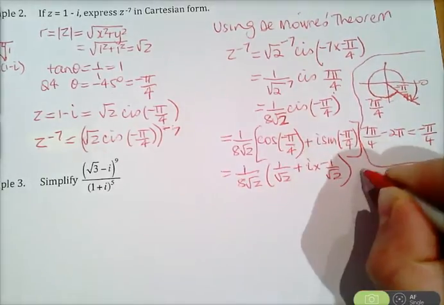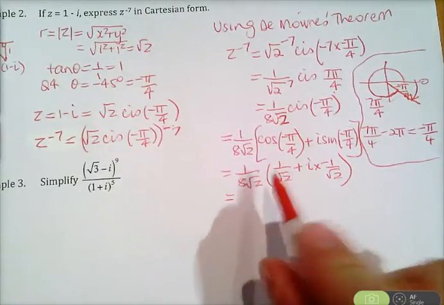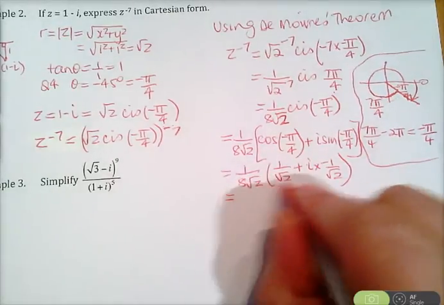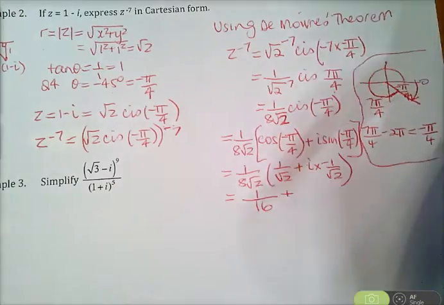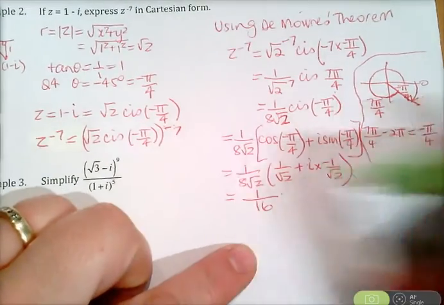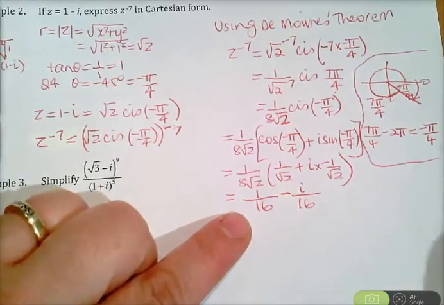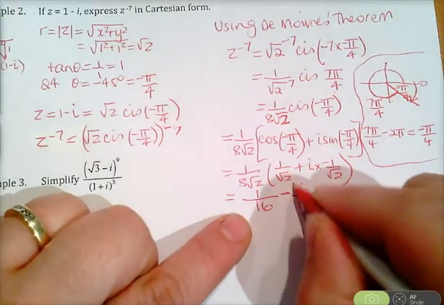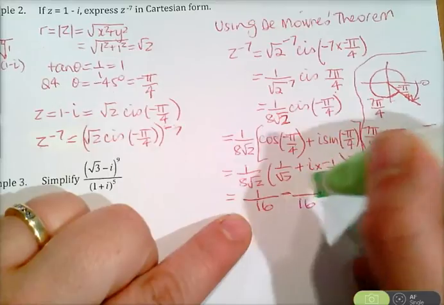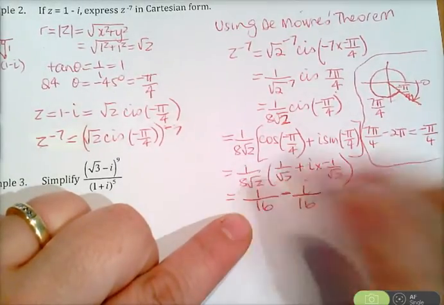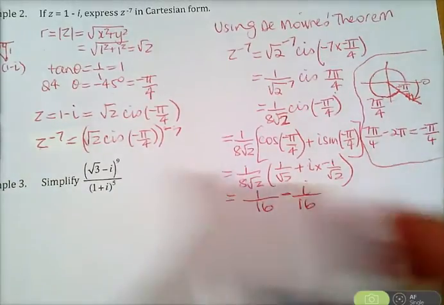Now expanding that, we get 1 over 16, so it's 8 root 2 times root 2, which is 1 over 8 times 2, which is 1 over 16. Then we've got minus, and here we've got minus i over 16, okay? Minus 1i on 16, or you can just leave it like that, or just minus i on 16, because we're doing 1 over 8 root 2 times negative i on root 2. And that's it for that question there.